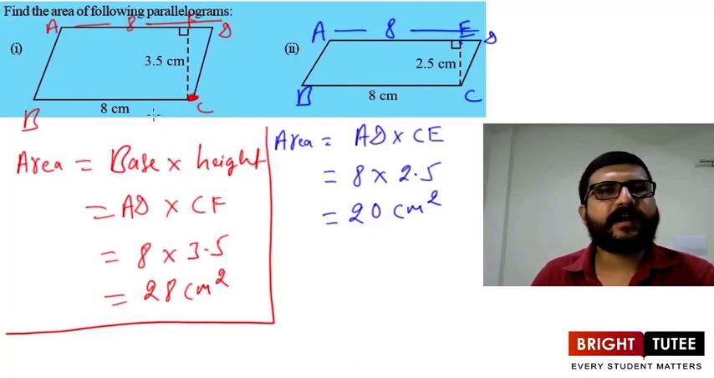So we now know how to find the area of a parallelogram. It is basically base into corresponding height, and height is the perpendicular from the opposite vertex on the base.